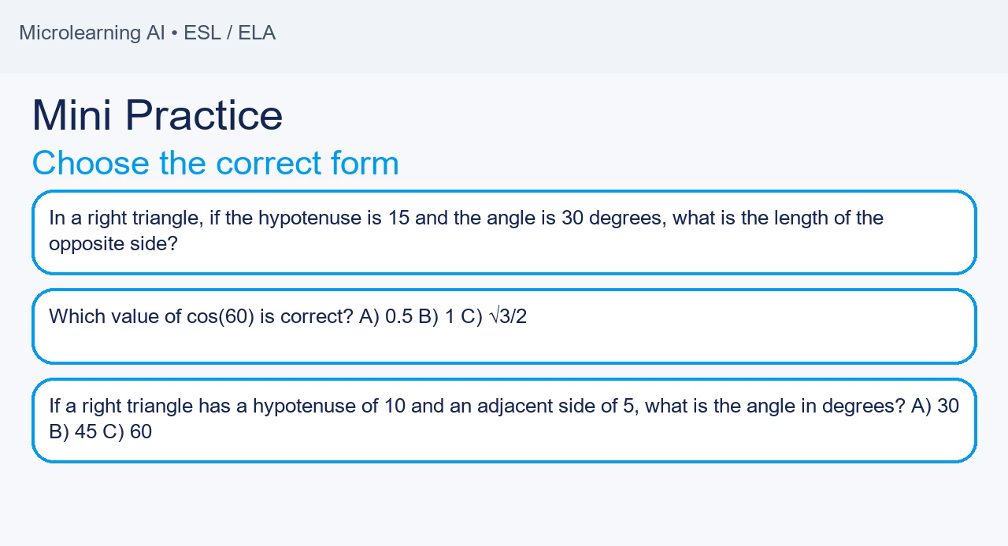3. If a right triangle has a hypotenuse of 10 and an adjacent side of 5, what is the angle in degrees? A. 30, B. 45, C. 60. Answer: C.